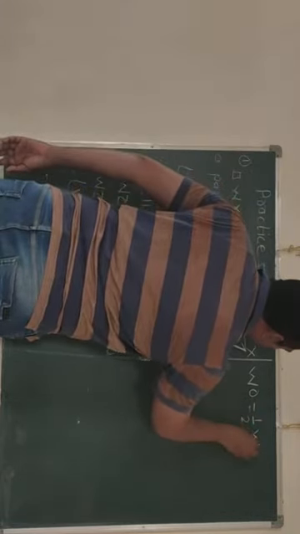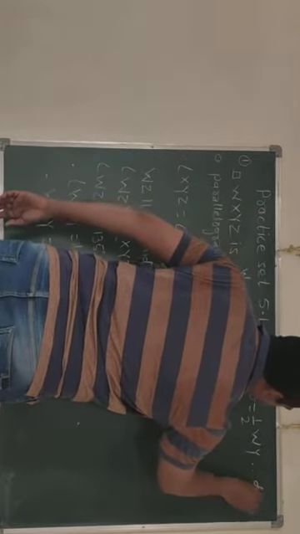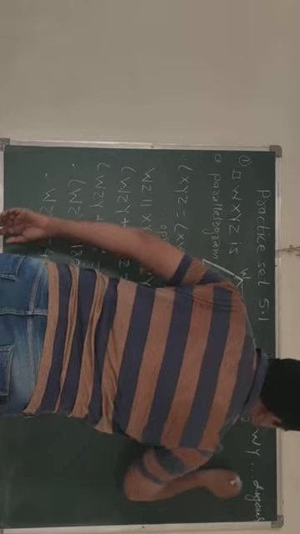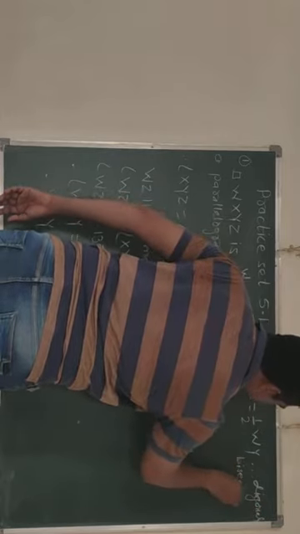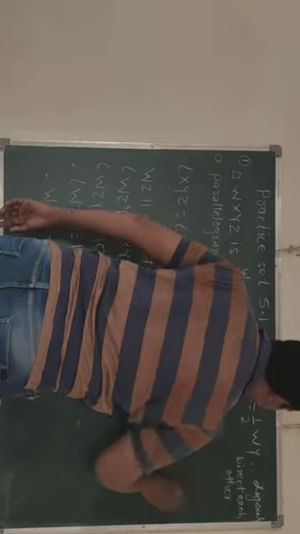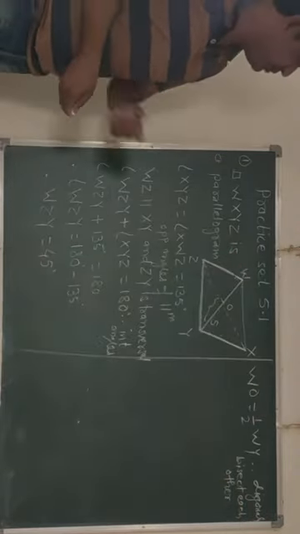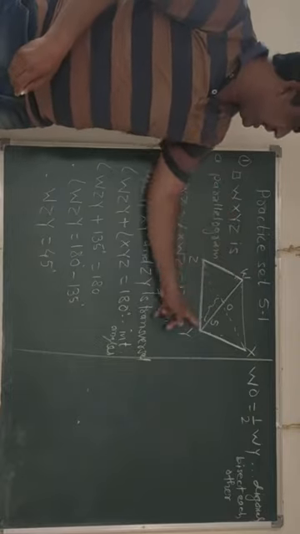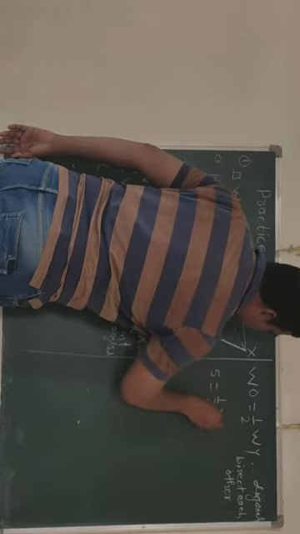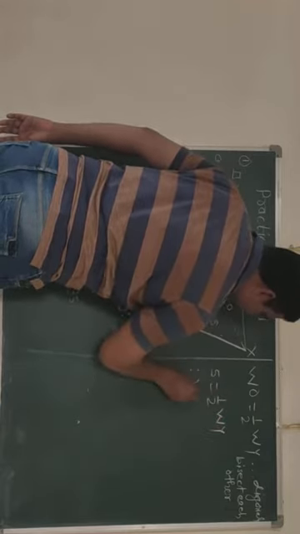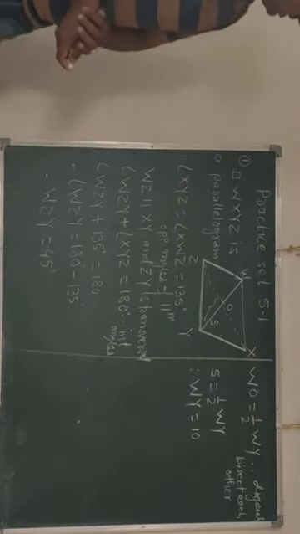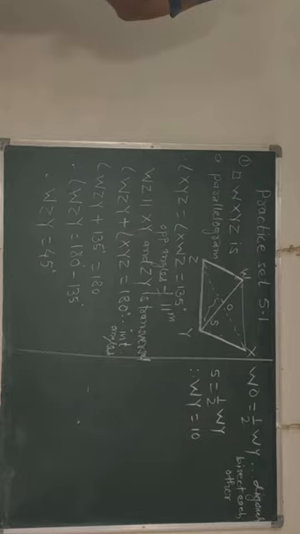Why? These are diagonals, and diagonals of parallelogram bisect each other. That's why WO equal to OY equal to half of WY. So OY is already given to you, 5 equal to half of WY, therefore WY equal to 10. So in this way we got the answers of the first question.